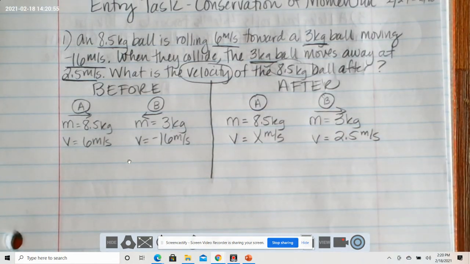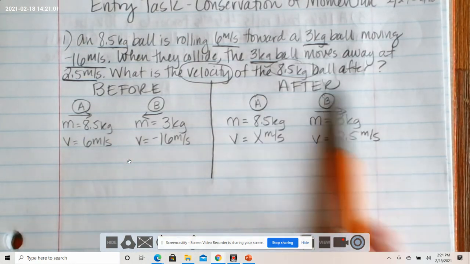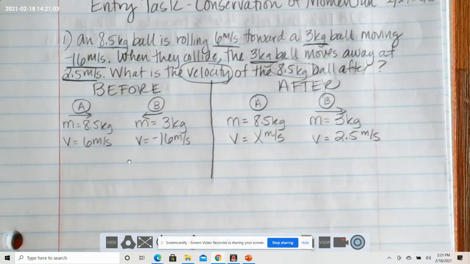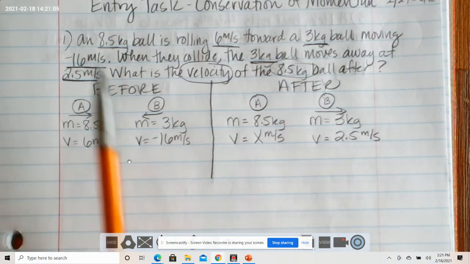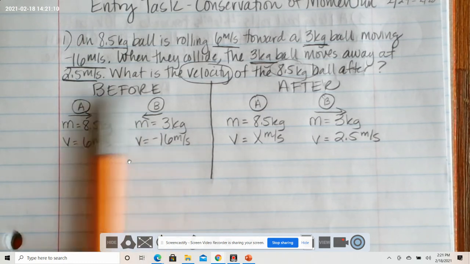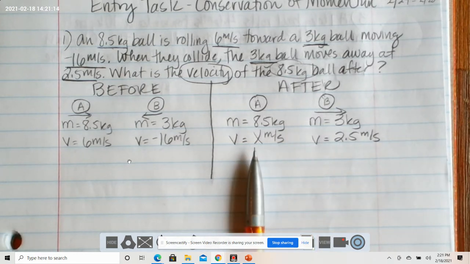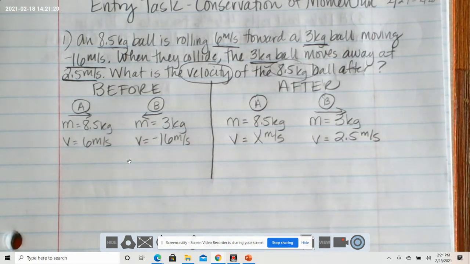So remember, the conservation of momentum tells us that everything before the collision equals everything after, as far as momentum. Therefore, because the momentum is found using mass and velocity, we can add up this side and say that it equals this side. And that's how we're going to solve for the velocity of ball A after the collision. Okay, so just think about that as you're going.